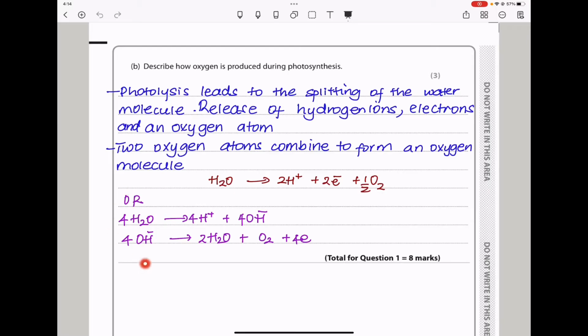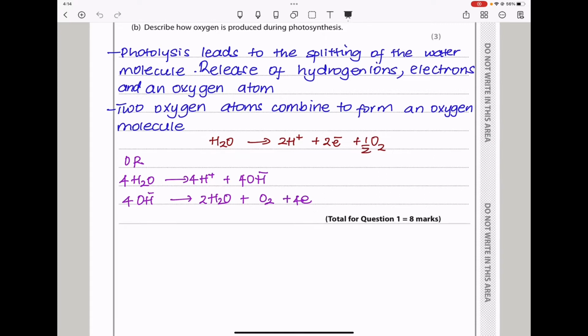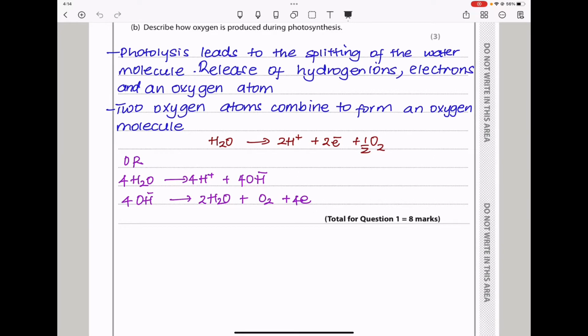Examples of reactions are that or that, but they were not required. We just had to describe in words. So this brings us to the end of question 1. Let's continue to question 2.